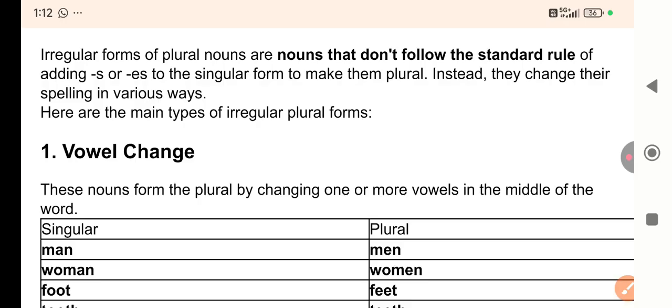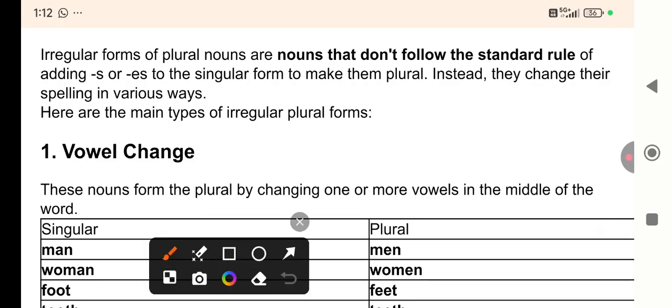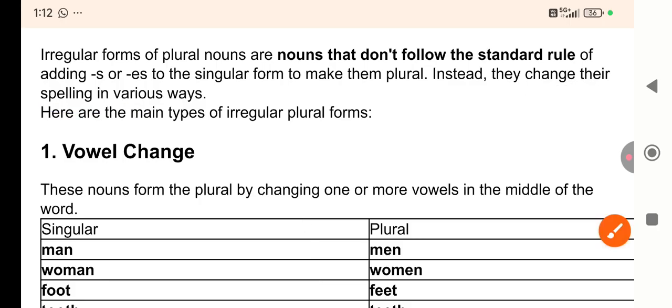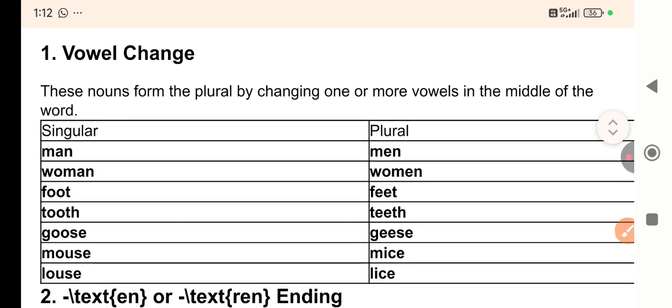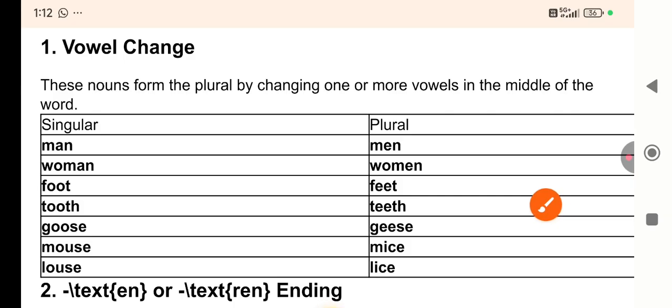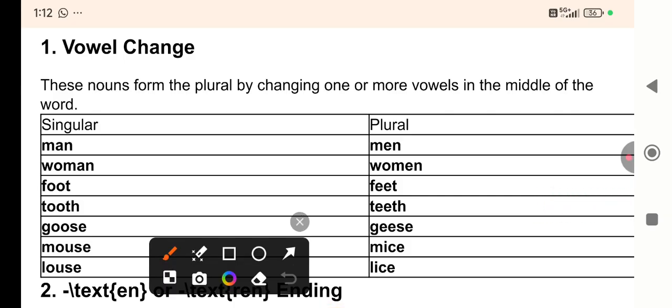Instead, they change their spelling in various ways. So the important thing is that for these plural nouns, the spelling will change. So we'll see what they are. First type: vowel change, like how a plural becomes, so that's a vowel change.